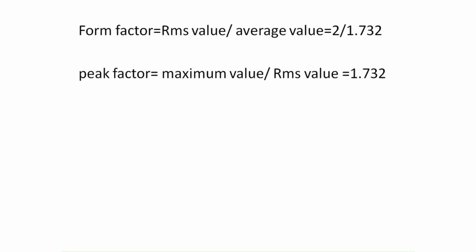By substituting the values of average value and RMS value, we can find the value of form factor and peak factor, where form factor equals RMS value by average value. RMS value is Im by root 3 and average value is Im by 2, and from that the value is 2 by root 3, whereas peak factor equals max value by RMS value. Max value is Im, RMS value is Im by root 3. Therefore, the peak factor equals root 3.